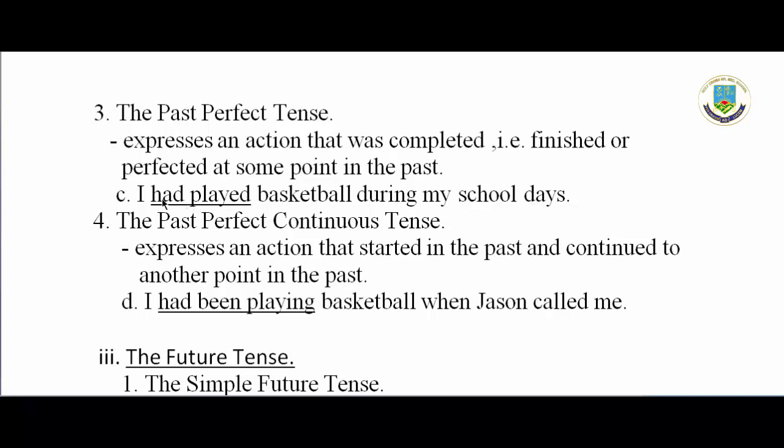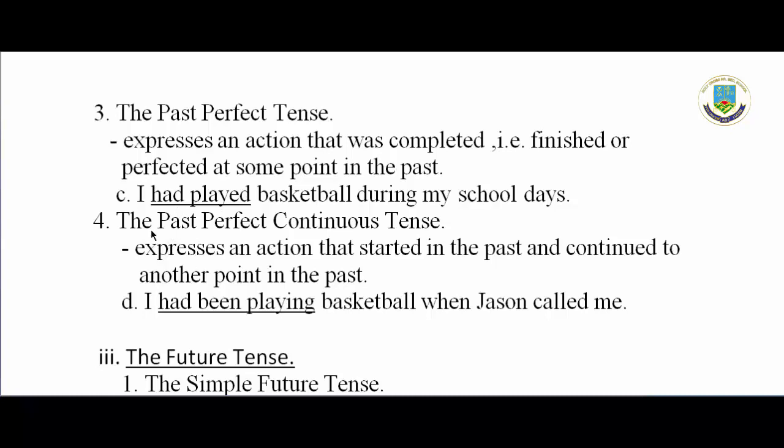Had, the auxiliary verb had, indicates past. Perfected, or finished or completed, is indicated by the -ed. Example: I had played basketball during my school days. The verb here, had played, is said to be in the past perfect tense. The sentence is in the past perfect tense.